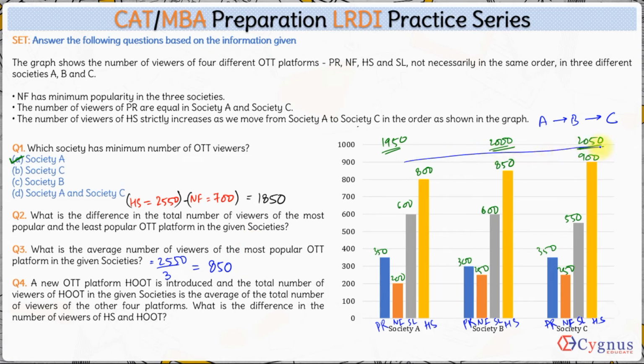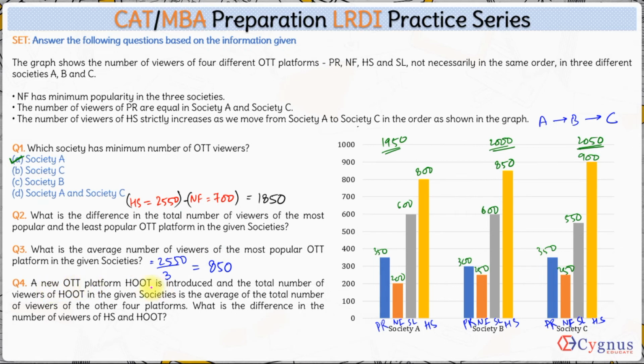Or if you have already done progressions, these three numbers are in arithmetic progression, right? So when three numbers are in arithmetic progression, their average is the same as the middle term. So the answer should be 850. You could have figured out the answer without doing any calculation at all if you know the concept of arithmetic progression. Okay, so the answer here is 850. Now let's look at the last question.